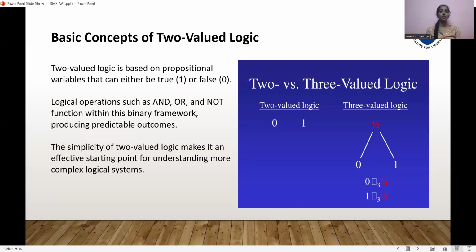Basic concepts of two-valued logic. Two-valued logic is basically based on propositional variables that can be either true, 1, or false, 0. Logical operations such as and, or, and not function within this binary framework, producing predictable outcomes. The simplicity of two-valued logic makes it an effective starting point for understanding more complex logical systems.